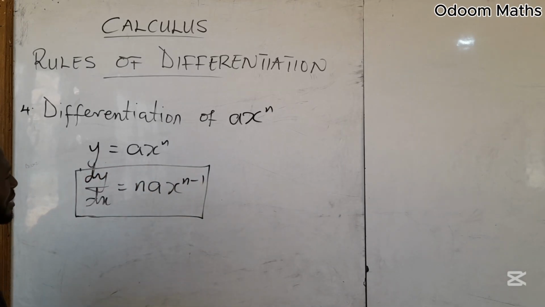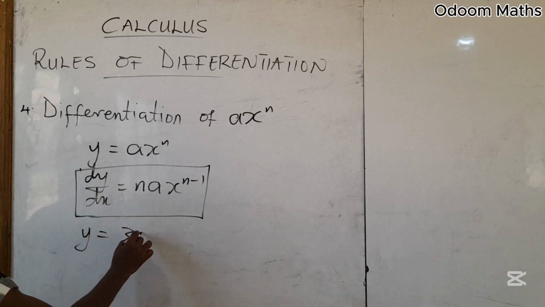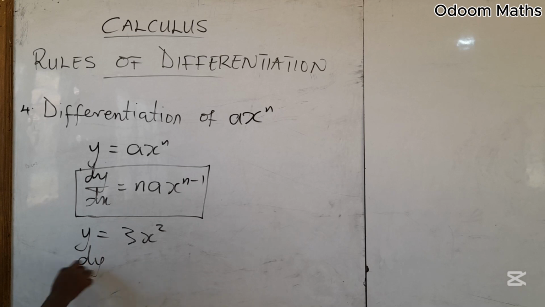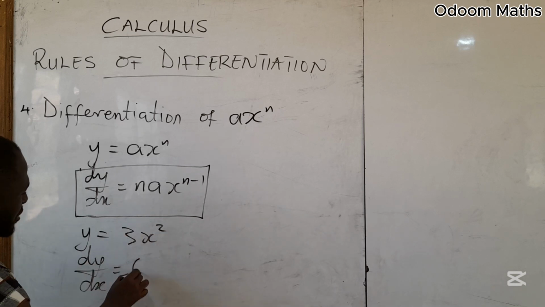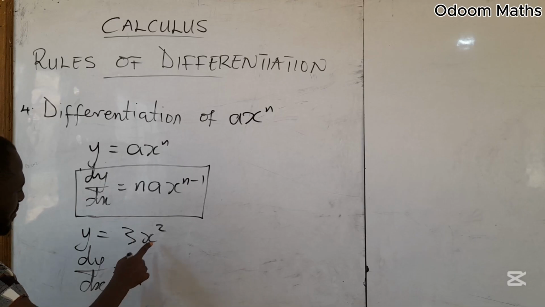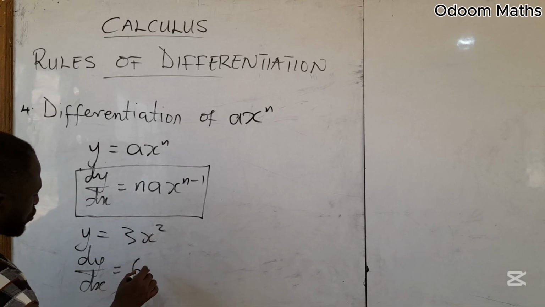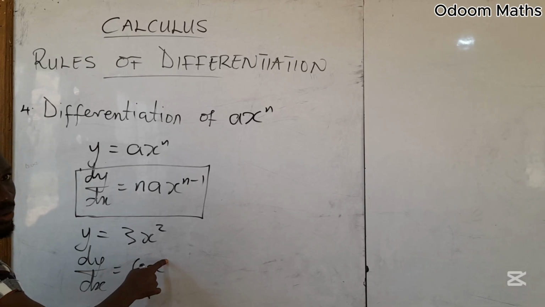Okay, let's look at an example. Let's say we have y equals 3x squared. So dy/dx becomes, this 2 should multiply this 3, so that is going to give us 6. Then we take 1 from the 2, so that is going to be 6x to the power 1, but we don't write the 1, so the answer is 6x.